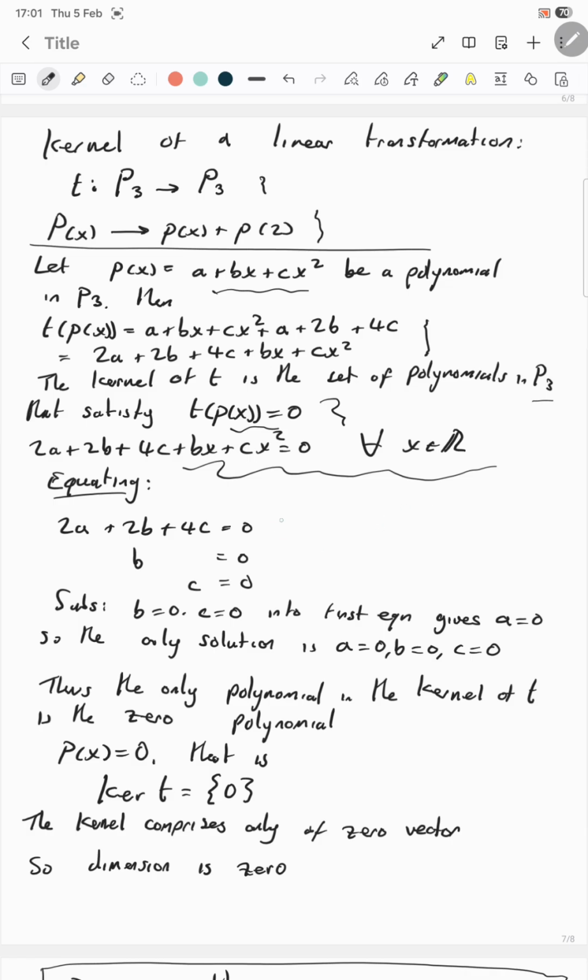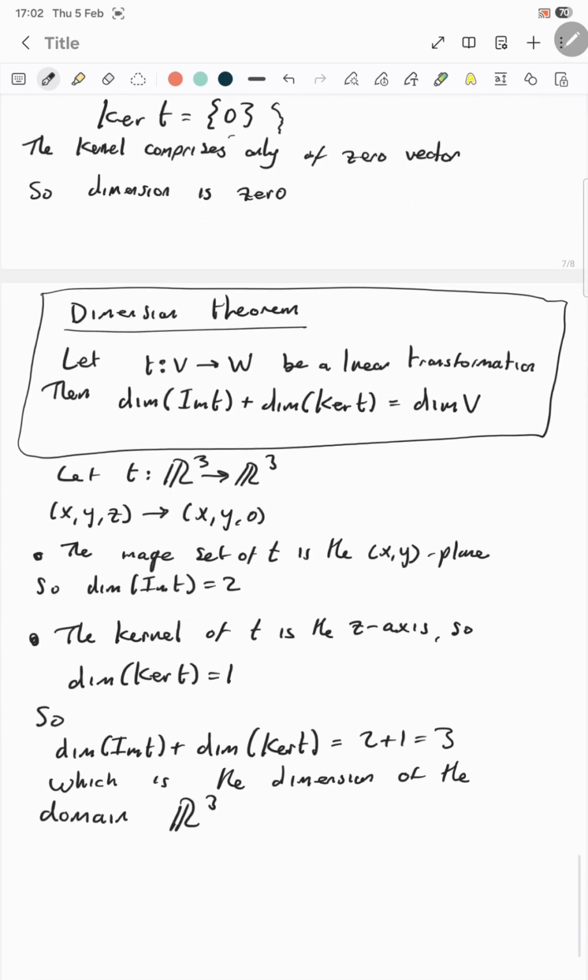So if we start equating these components with 0, and we substitute b equals 0, c equals 0 into the first equation, we get a equals 0. So the only solution is here, where all the components are 0. Thus the only polynomial in the kernel of T is the zero polynomial. So our kernel of T equals the set {0}. So the kernel comprises only the zero vector, so the dimension is 0.